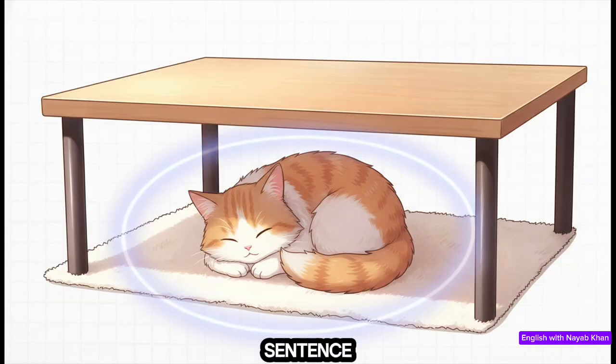Look at this sentence. The cat is under the table. The word under gives us the precise positional context. It glues the cat and the table together by telling us exactly where the cat actually is.